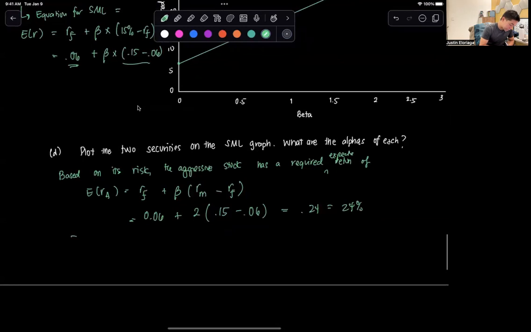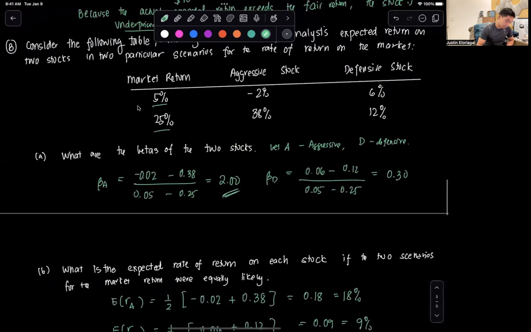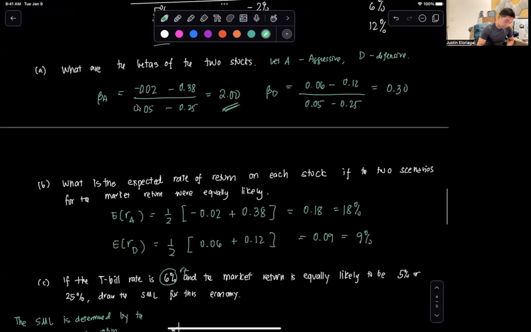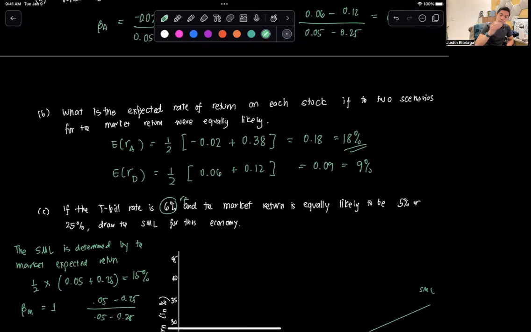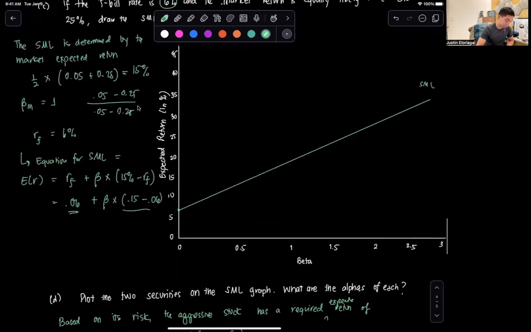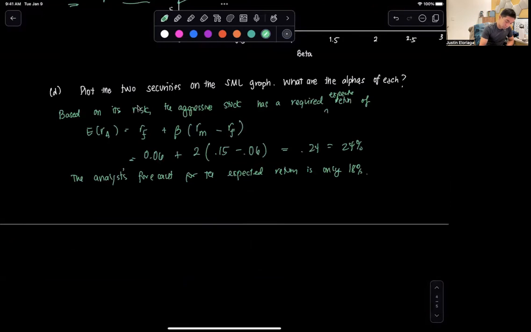So the analyst's forecast for the expected return is only 18%. If you recall from our problem, at letter B, at the equally likely scenario, the expected rate of return on each stock, if the two things were equally likely, is 18%. So we can compute for the stock's alpha.